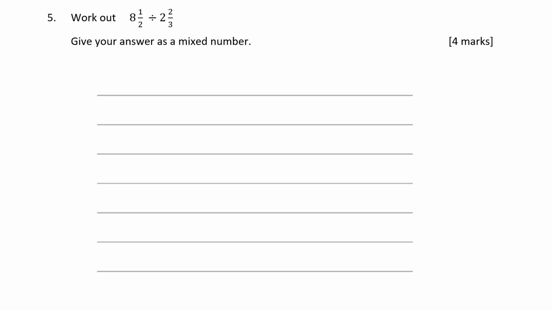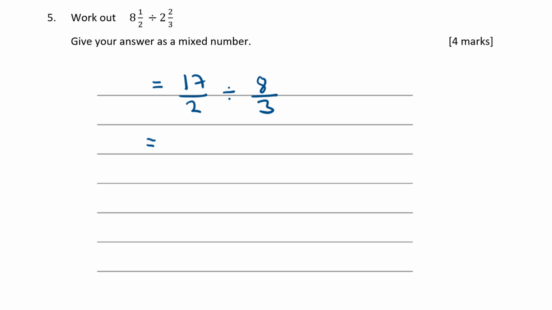Okay, question 5. Work out 8.5 divided by 2 2/3. Now, very simple if I had my calculator, but we don't, so we're going to have to do this the long way. Okay, so first off, let's rewrite these as improper fractions or top-heavy fractions. 8 times 2 is 16 plus 1 is 17, so 8.5 becomes 17 over 2. And that's divided by, well, 2 times 3, that gives me 6, plus the 2 makes 8, so that's 8/3. So I've got 17 over 2 divided by 8 over 3.